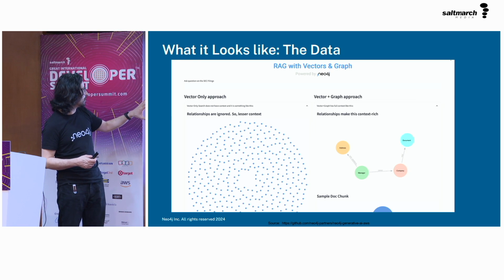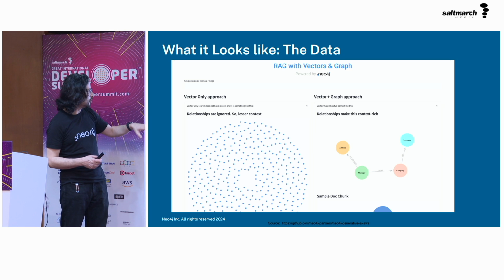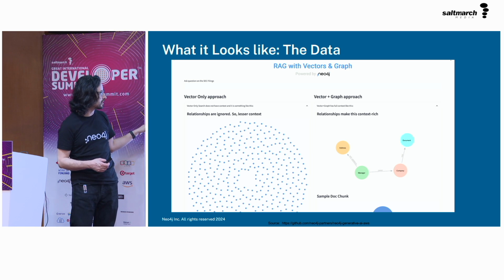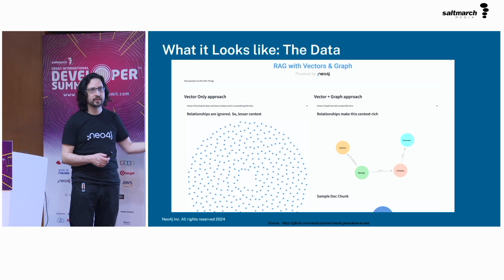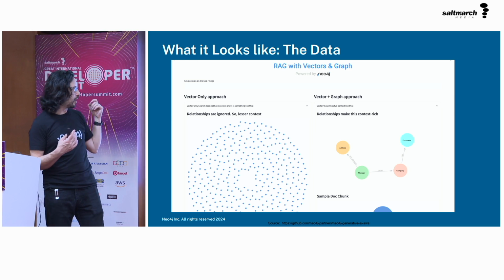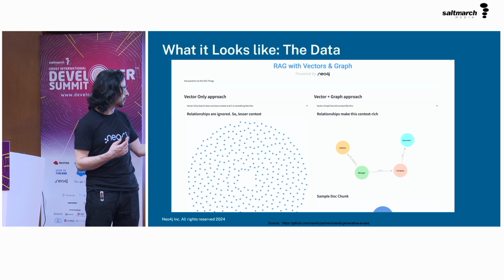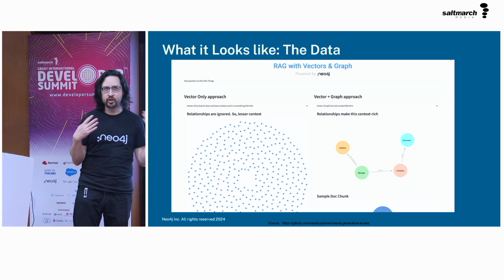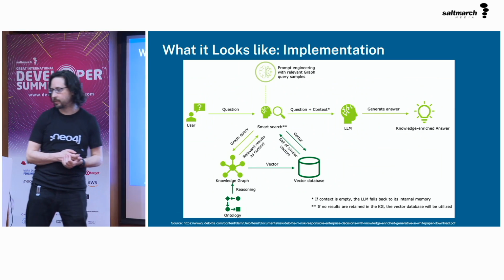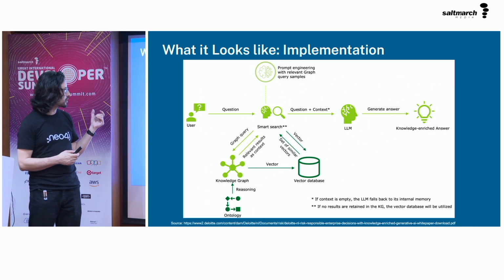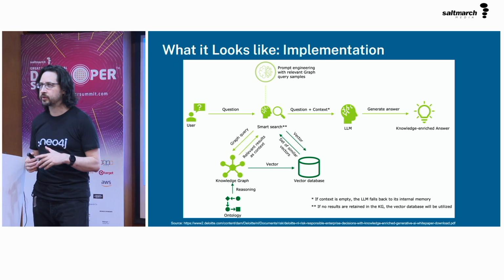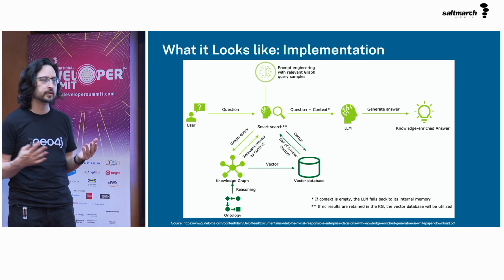and when you look at the vector-only approach, you don't have any relationships, so you have less context. With the vector plus graph, you actually are getting this rich information about relationships between the information, and that's how you're getting more detailed information out of the model. Here's an example architecture, how you can build this using LLMs.